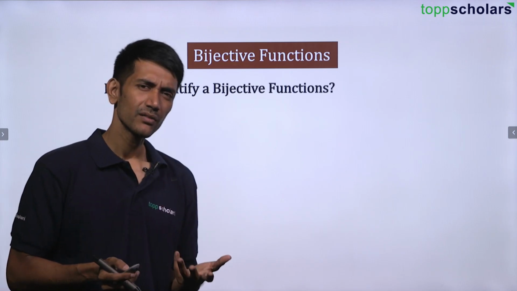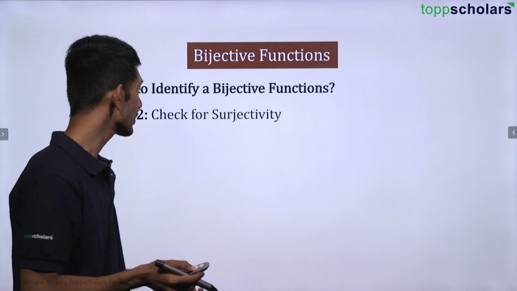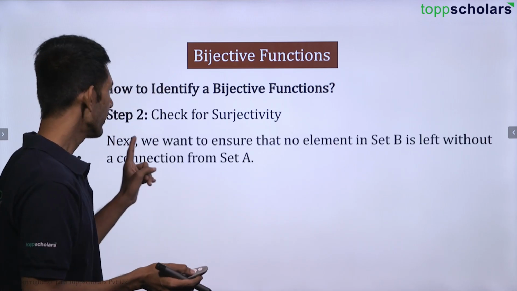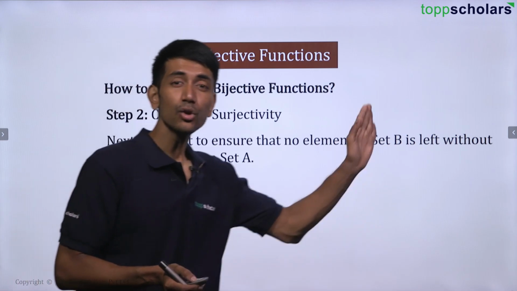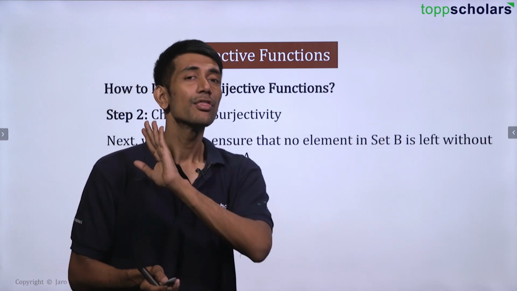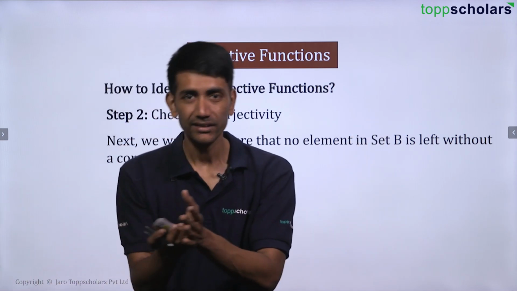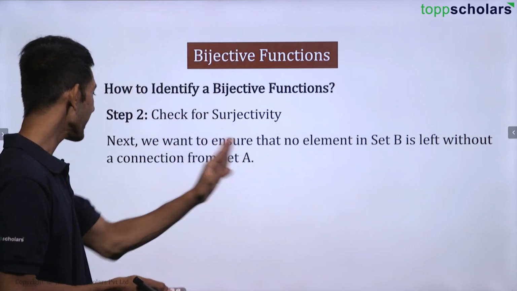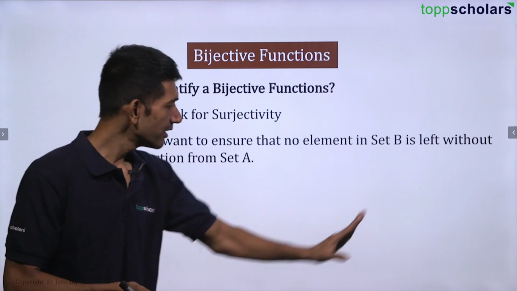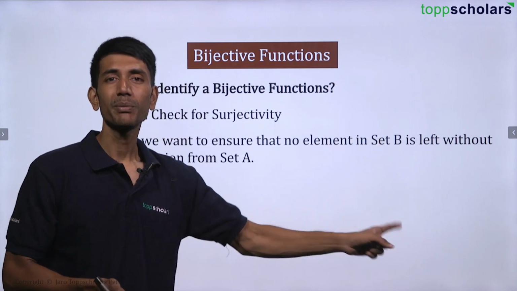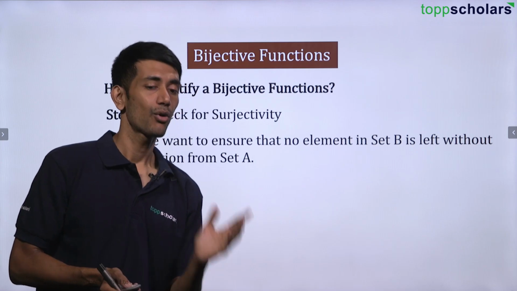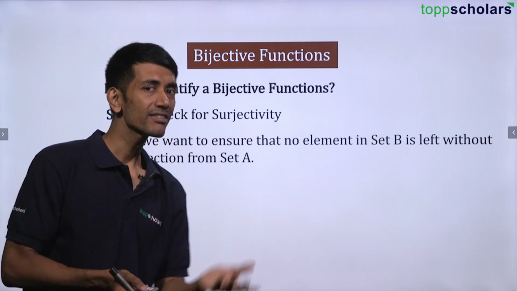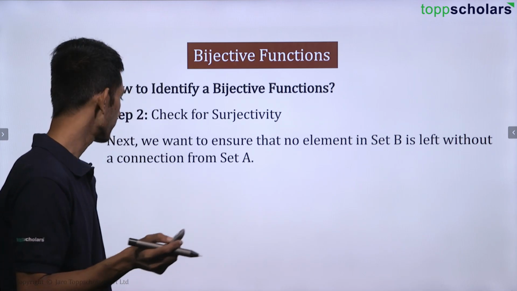But is only one-one enough? No, the function has to be surjective as well. Surjective is onto. That means we want to ensure that none of the elements in the second set, set B, is left without any pre-image, that is, any connection from set A. So in set B, there should not be an extra element. All those elements should have a pre-image in set A. That is what we are going to check.